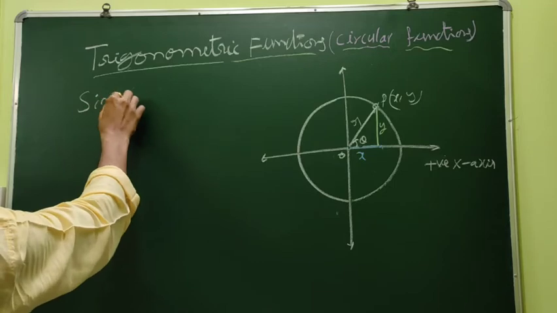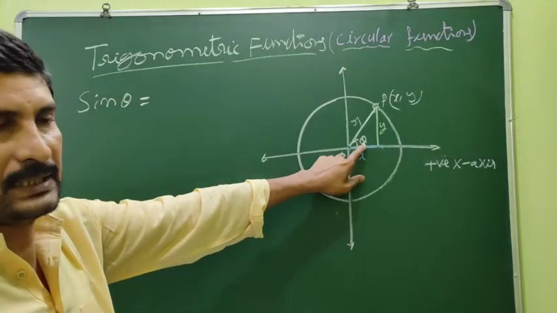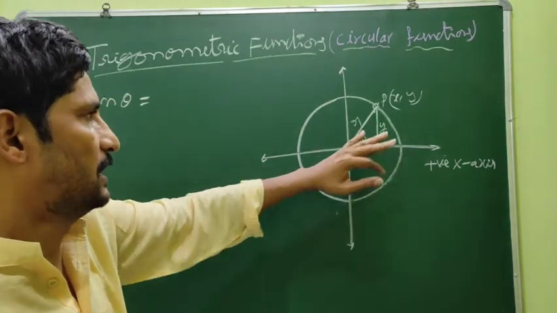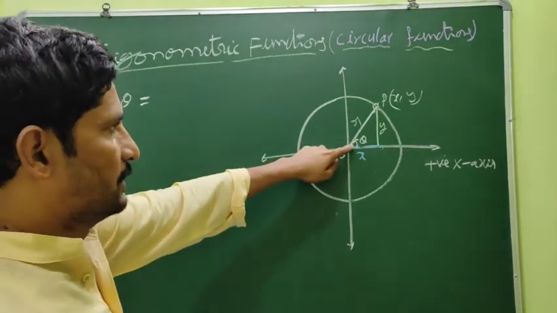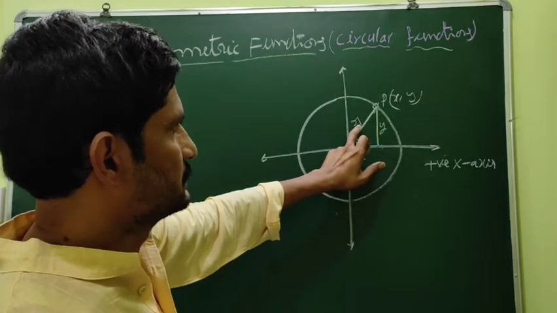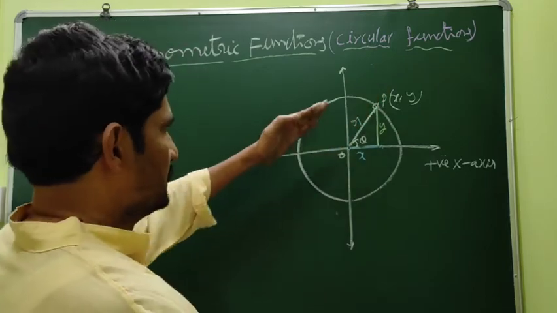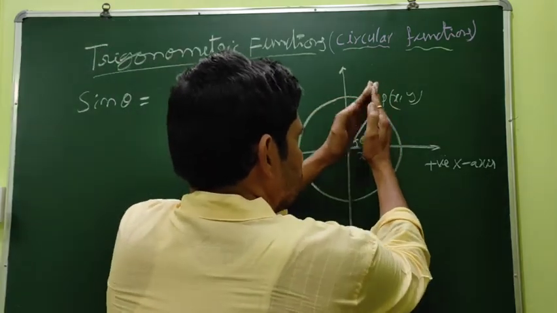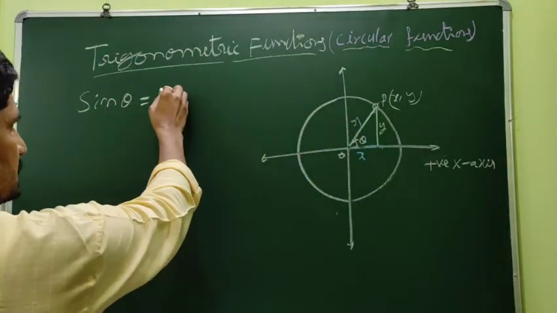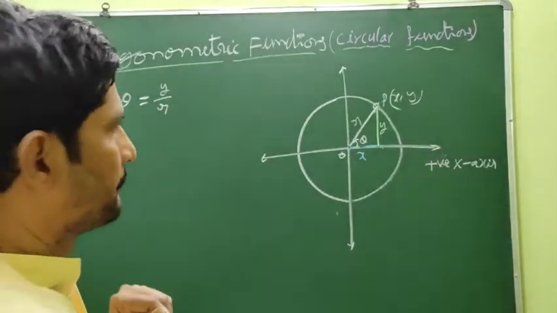Now sine theta. This is angle theta. So it is x, it is y, it is r. The ratio of rise and diagonal. How much rise? How much the diagonal? This ratio is always fixed in the same triangle. So that ratio is y by r. It is the sine theta.